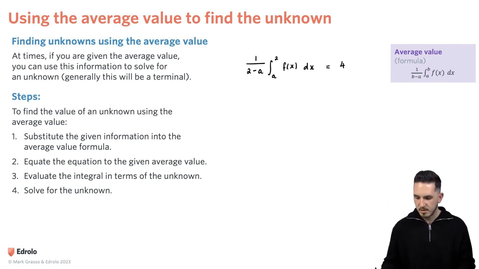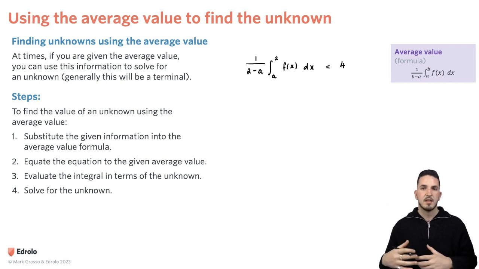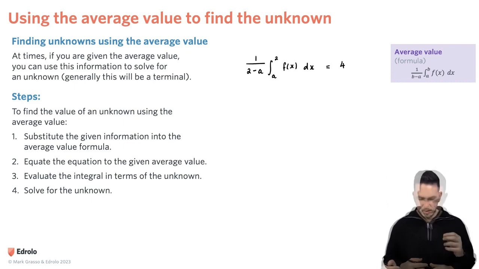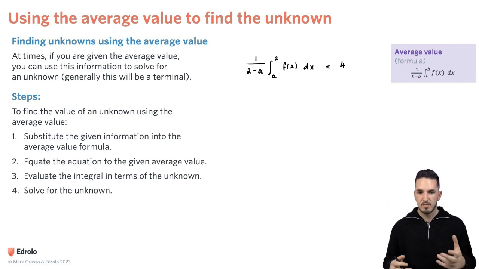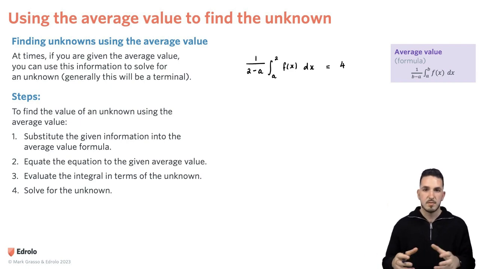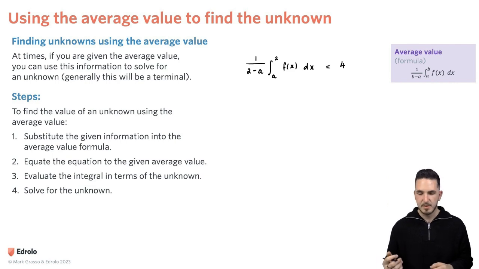In this instance, you could put that into your calculator and solve. If it's something that you could do by hand, let's take a look at some steps you could use to approach this kind of problem. First, you would substitute the given information into the average formula, so you'd have something similar to what you can see on the screen. You would equate the equation to the given average value, so in this case, we've equated it to 4. You would then evaluate the integral in terms of the unknown, so you'd find it in terms of a, then eventually you would solve for that unknown, so you'd solve for a in this particular case.